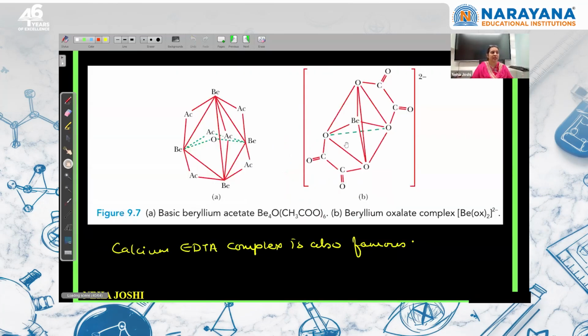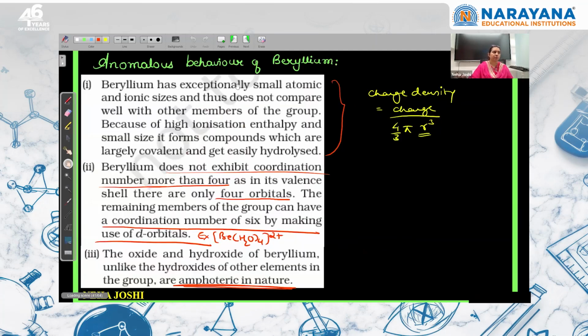Then see, this is beryllium acetate. See, calcium EDTA complex. So these are all famous complexes of the second group.